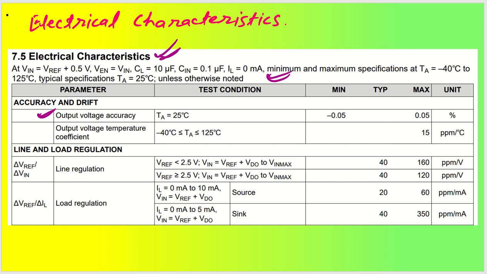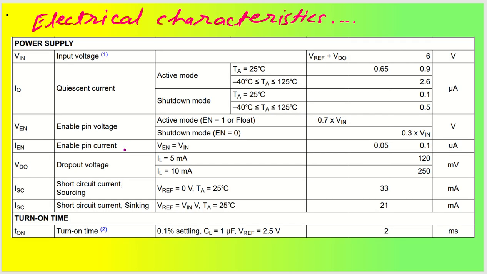Okay, you can see we have line regulation, load regulation. If you want, you can have a look into these parameters as well. Some other parameters are input voltage, which will be minimum V reference plus V dropout, that we have already talked about many times. We have quiescent currents, which is very less. You can see based on the temperatures that they give, like at 25 degrees centigrade it is just 0.65 microamperes, but if you go for a little higher range it will be a little higher, which is 2.6 microamperes.